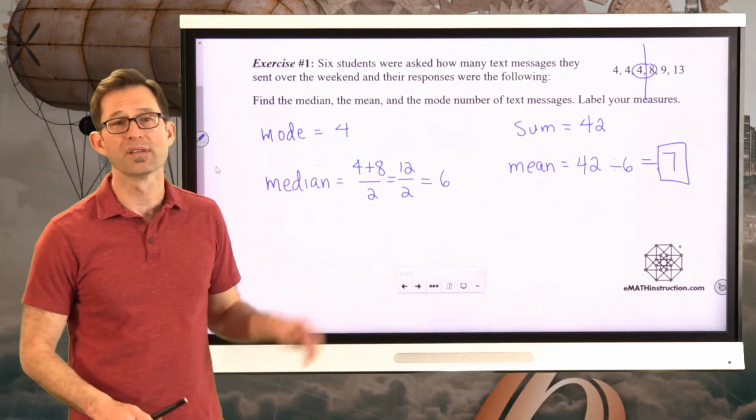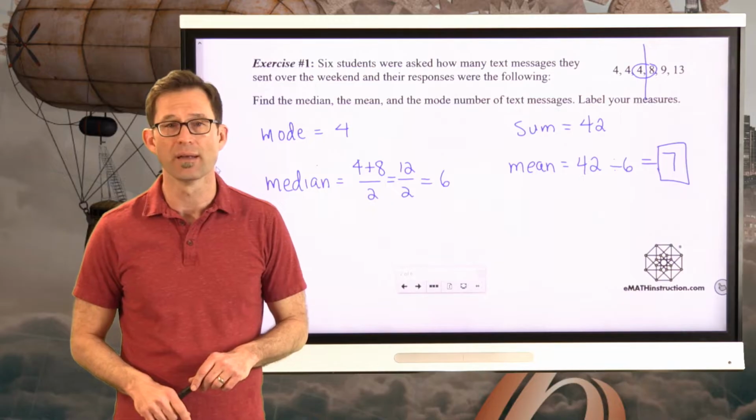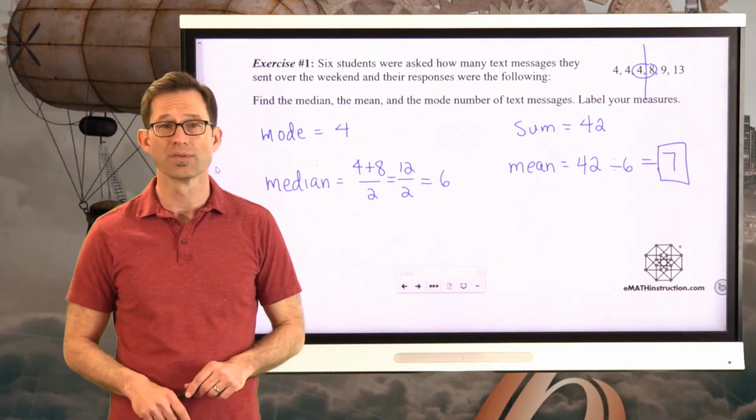The mode, when it exists, will always be one of the numbers in the data set. It has to be. It's the data point that shows up the most often.